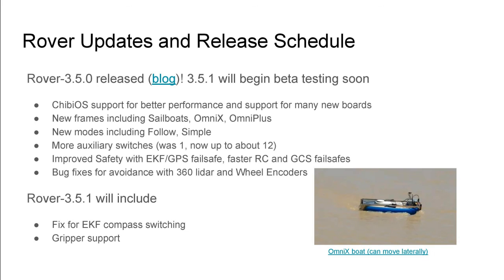We're also working on 3.5.1. It will probably go out later this week for beta testing. That includes the same EKF compass switching bug fix that I talked about a moment ago for Copter, and we'll also add support for Gripper. So there we go. Any questions, comments on Rover?